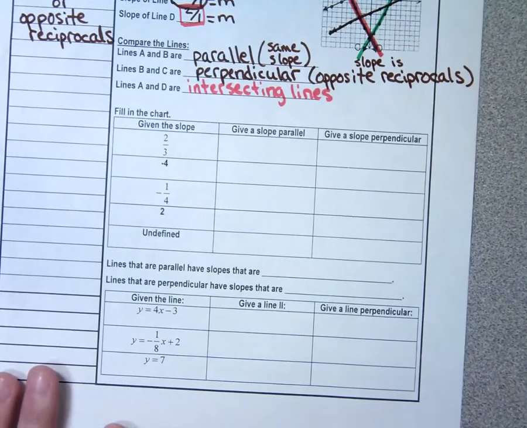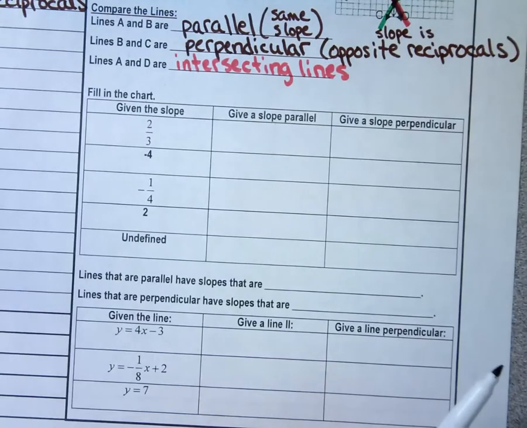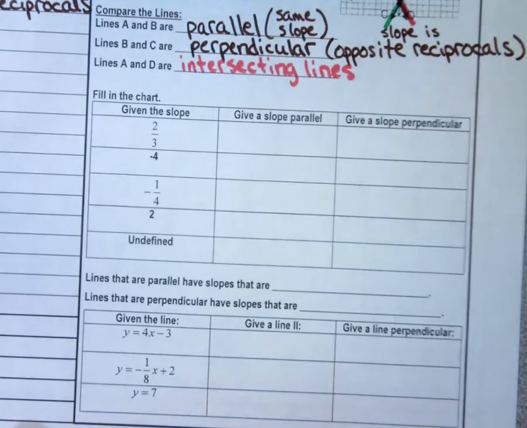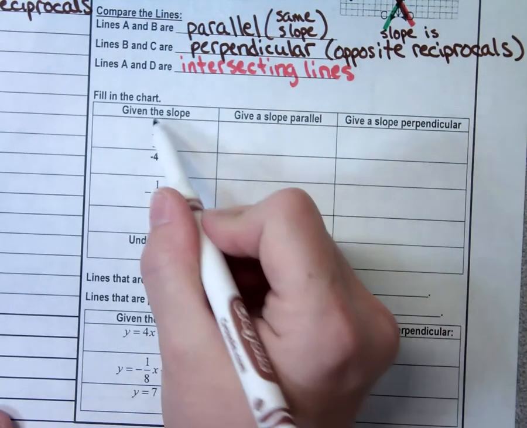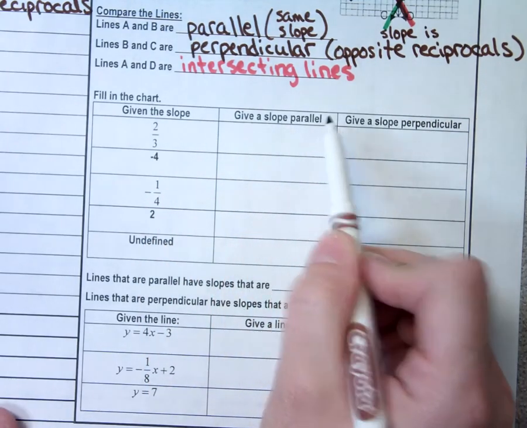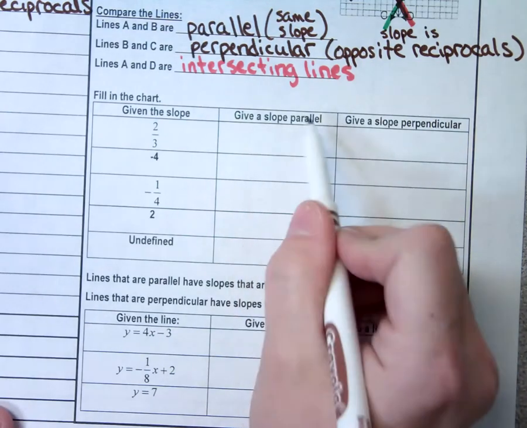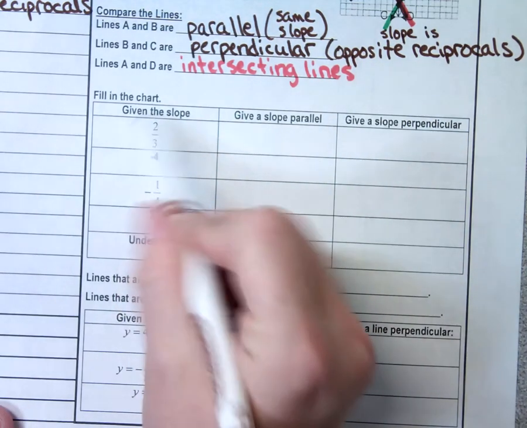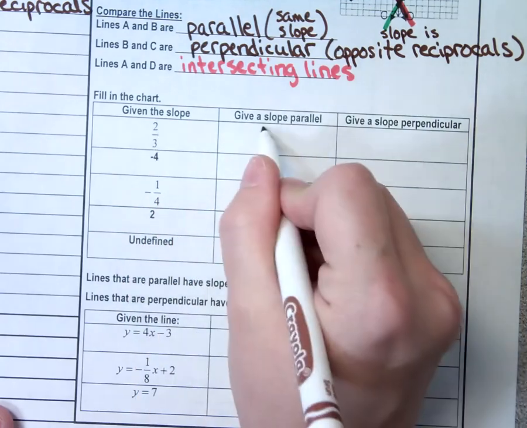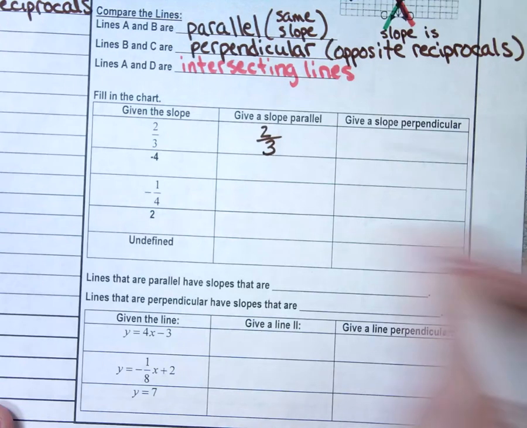Okay, I'm going to fill in this chart. Let me zoom it back in a little bit so we can see better. Okay, if the slope is 2/3, if I want to give a slope that's parallel, remember, parallel lines have same slope. So if their lines are going to be parallel, I have to have the same slope as what I'm given. So if this line has a slope of 2/3, a parallel line has to have a slope of 2/3.